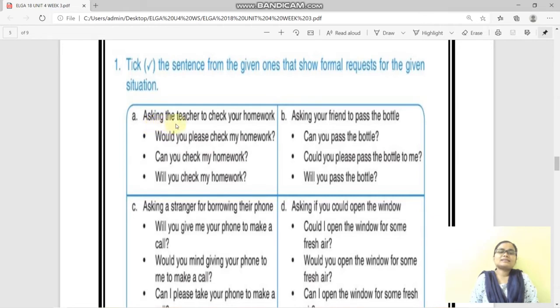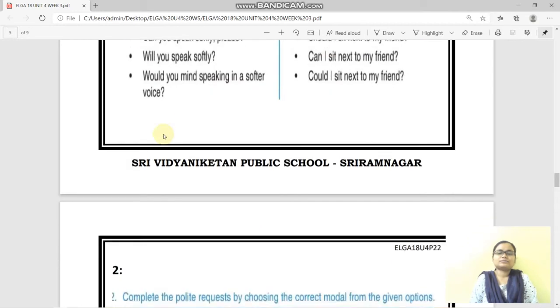A. Asking the teacher to check your homework is the situation. In this we have a formal request. Which sentence shows the formal request? We shall see. Would you please check my homework? Can you check my homework? Will you check my homework? Among these three, which do you think shows the formal request? Yeah, great. It is, would you please check my homework? So you are supposed to tick for this. Similarly, for the rest of the questions you are supposed to solve, children.